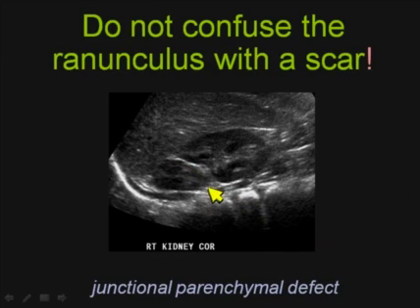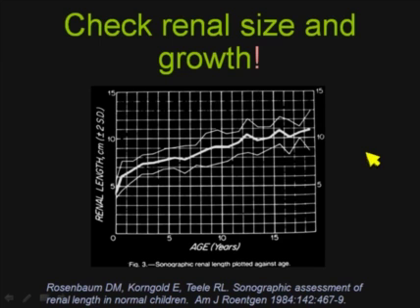The ranunculus is this little line that you see going from the periphery of the kidney to the renal pelvis that is actually fibrofatty tissue that forms during intrauterine life as the two renules are fusing. And this is known also as the junctional parenchymal defect. It's easier to see on the right side, and it's easy to differentiate from a scar if you know what its normal appearance looks like. Remember, with a scar, there will be decrease in the tissue in the periphery of the kidney. That doesn't occur with the junctional parenchymal defect.